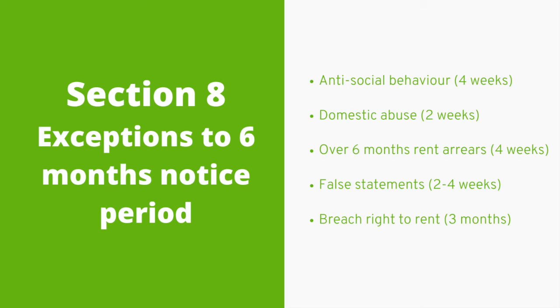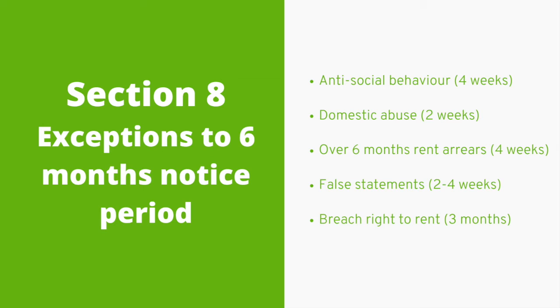The government has allowed those tenants with significant rent arrears, and the definition of this is 6 months or more, to be given notice of 4 weeks. This is aimed at people who were already in rent arrears before the coronavirus crisis hit, so their financial difficulties are not linked to COVID-19.